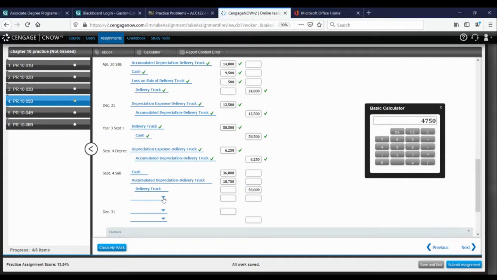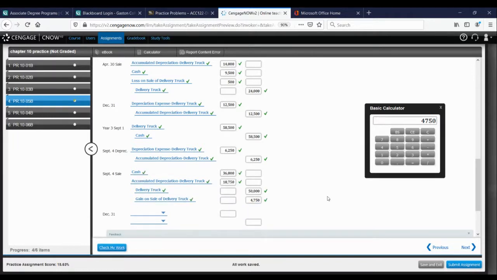We're also going to credit our gain, $47.50, and that was the difference between the selling price and the book value at the date of the sale. So that's the journal entry we would create at September the 4th. I know these are lengthy calculations, so I'm going to show you in just a minute your Excel spreadsheet, in case you need to look at the calculations again.